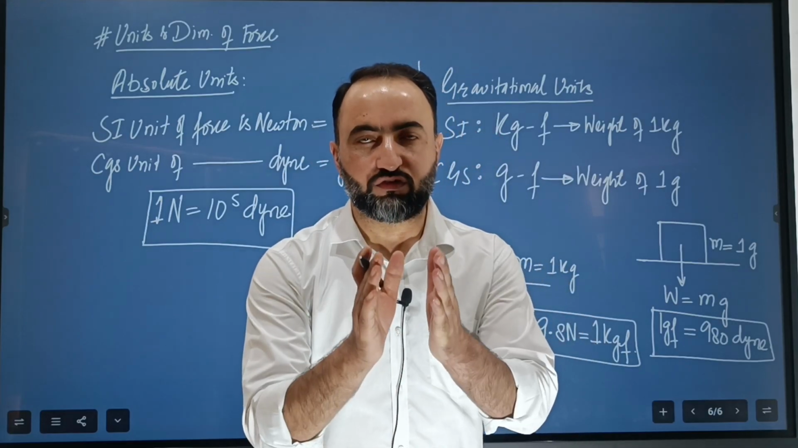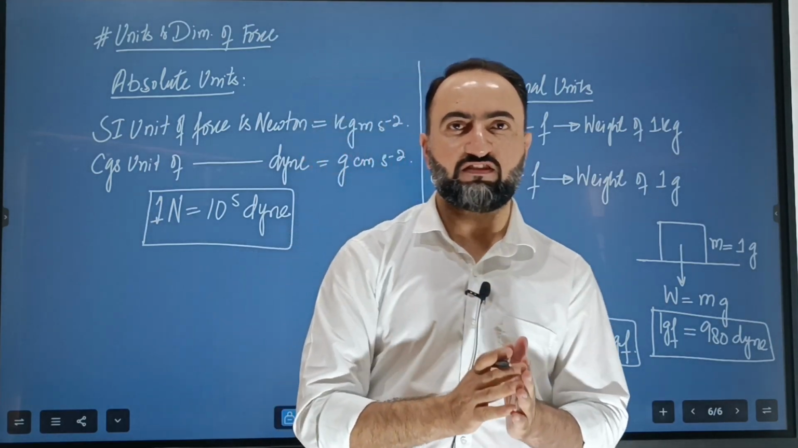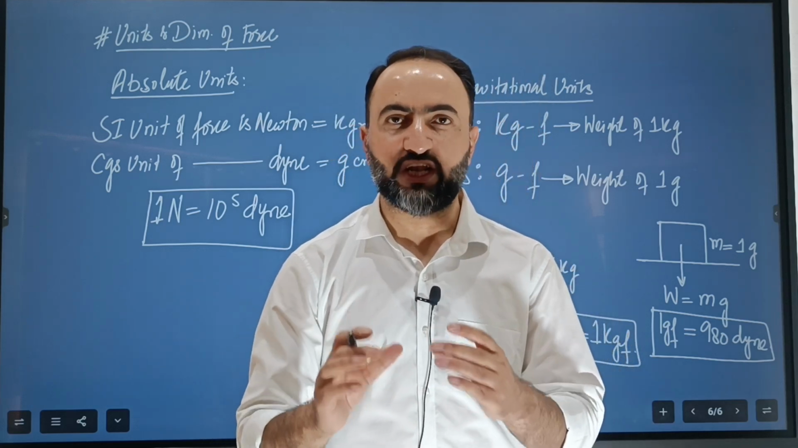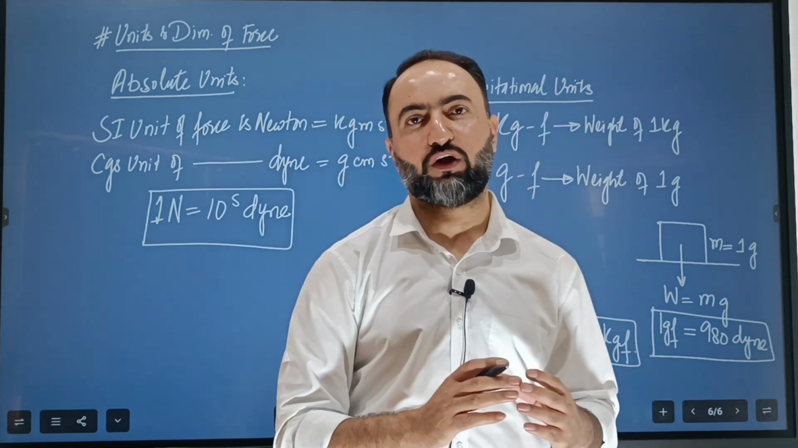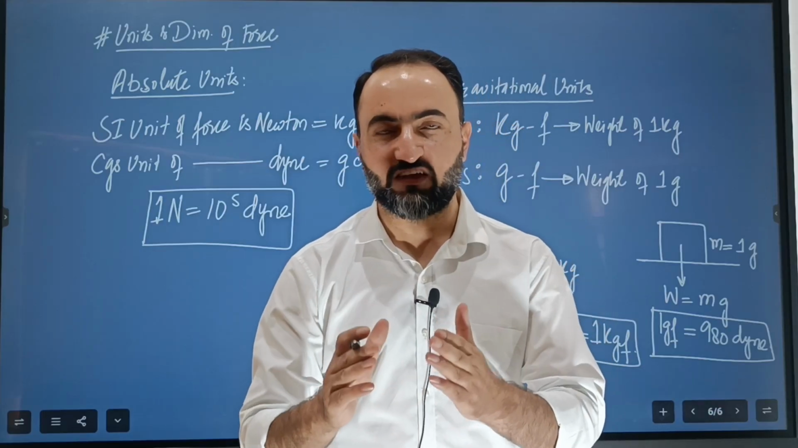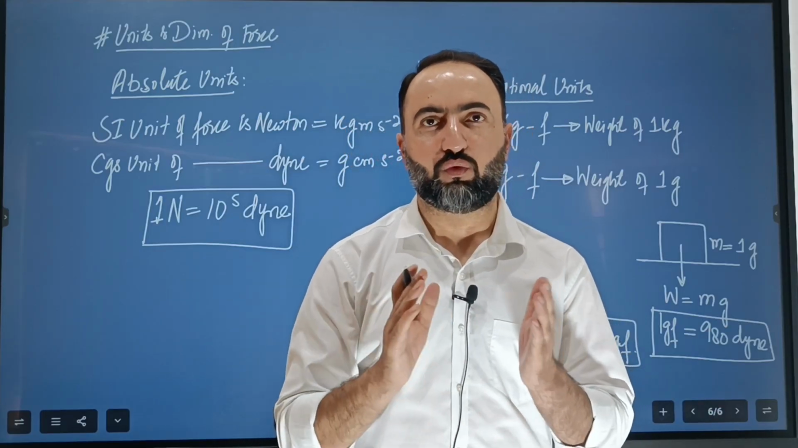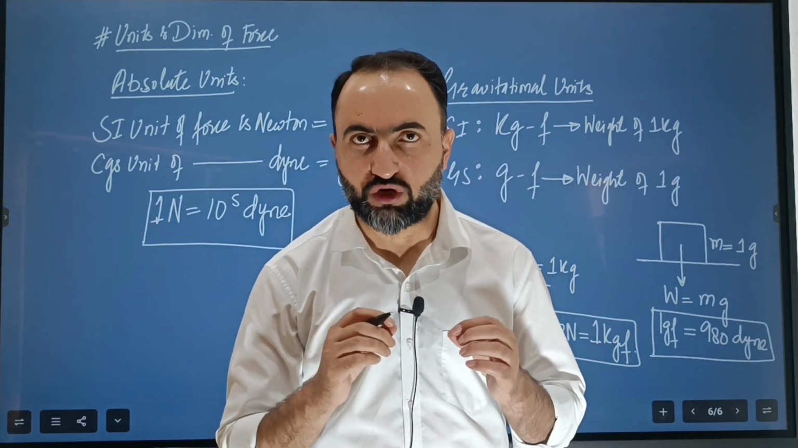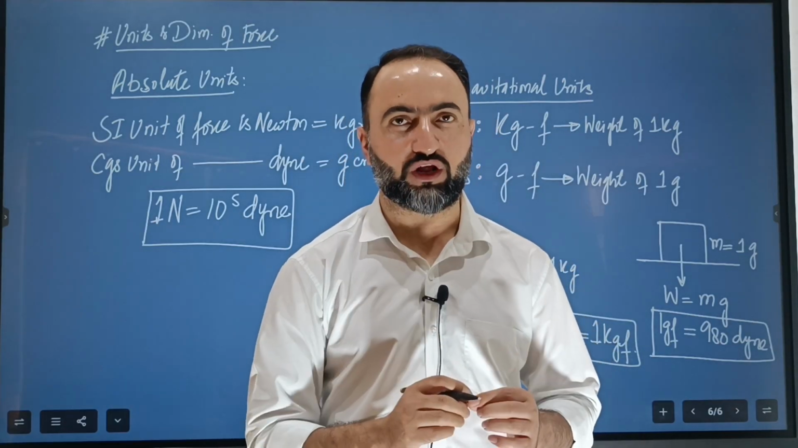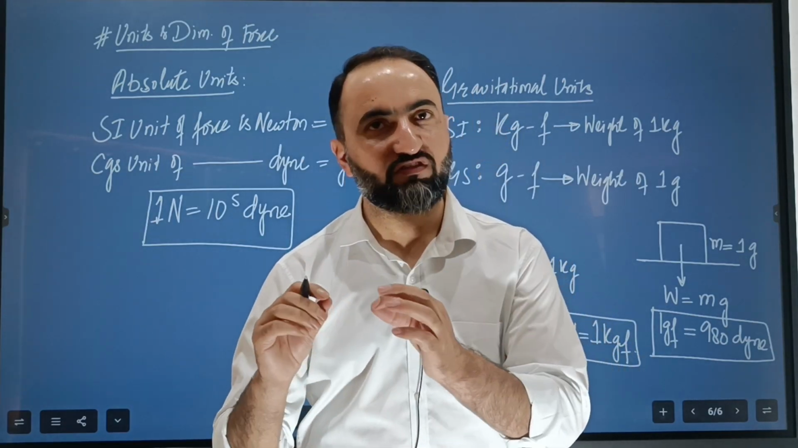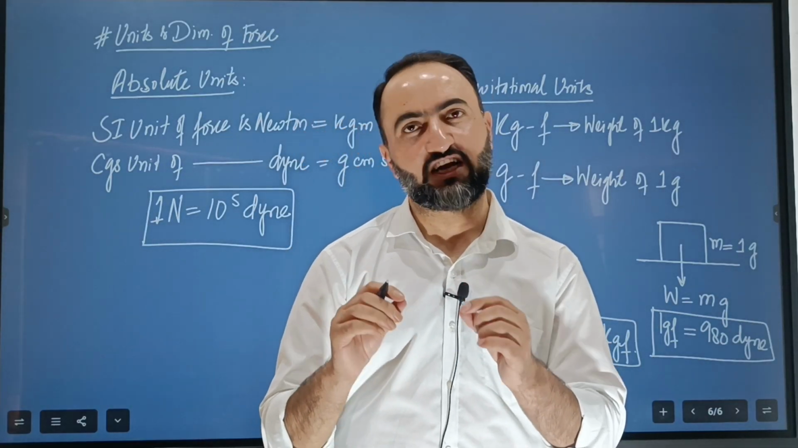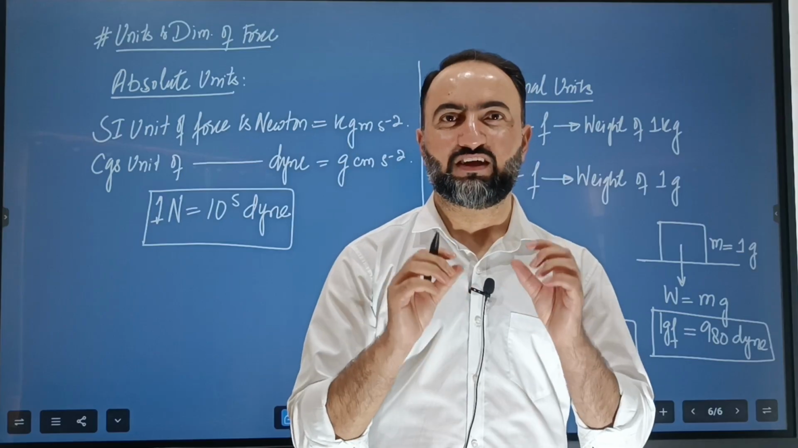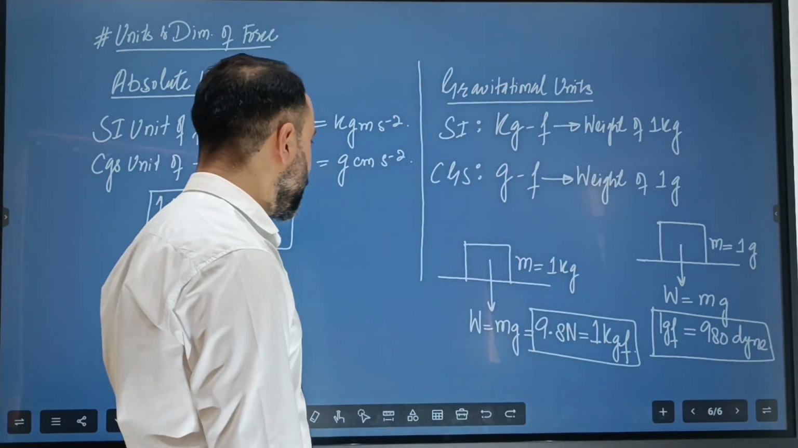Okay, simple points. Number one, what is the SI unit of force? Newton. What is the CGS unit of force? Dyne. 1 Newton is how many dyne? 10 raised to the power 5 dyne. Then the gravitational units. What is the SI unit? Kilogram force. What is the CGS unit? Gram force. 1 kilogram force is how many Newton? 9.8 Newton, or approximately 10 Newton. 1 gram force is how many dyne? That is 980 dyne, or approximately 1000 dyne. So this is a brief idea about the units and dimensions of force.